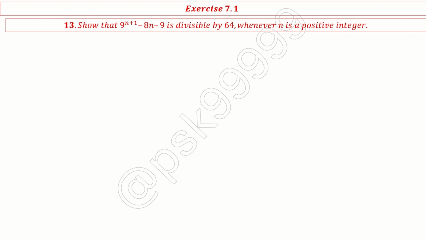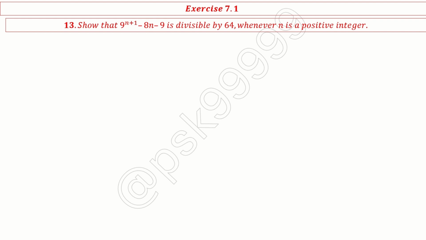Show that 9 to the power of n plus 1 minus 8n minus 9 is divisible by 64 whenever n is a positive integer. One more thing where the binomial application is used very much is to find remainders. Remainder theorem and binomial theorem, if you mix them, you can solve number theory problems very easily. So let's see how this can be solved. This can be solved with the remainder theorem also, but if you apply the binomial theorem along with that, you can easily solve the problem.